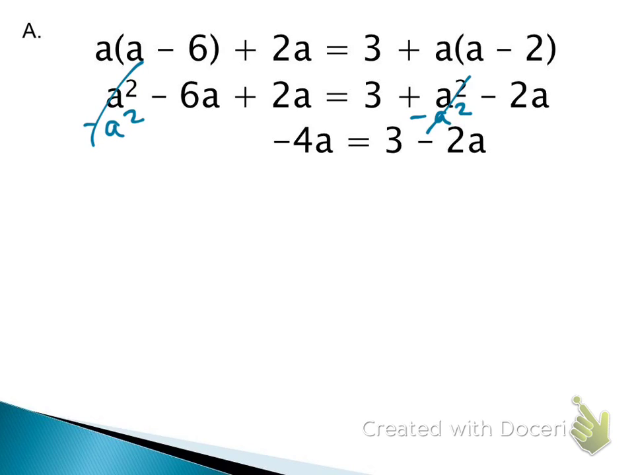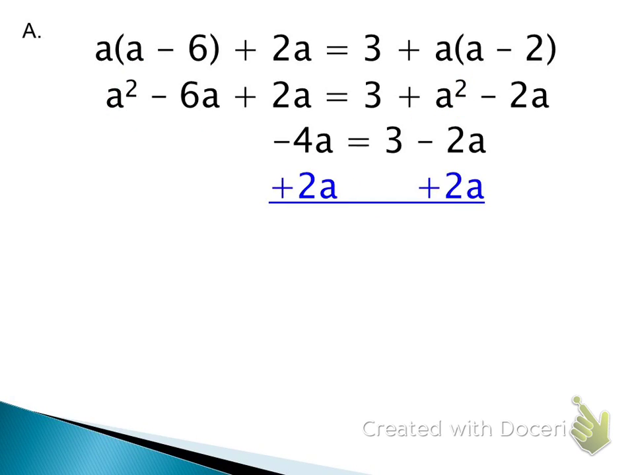So now the a squareds are gone, and I've combined the a's on the left, negative 6a plus 2a is negative 4a, and on the right I just have the positive 3. This guy's gone now, minus 2a. The next step will be to get these a's together. How would I do that? Yeah, I want to add 2a to both sides. So that gives me negative 2a equals 3. And then, of course, that final step is to just divide by negative 2.